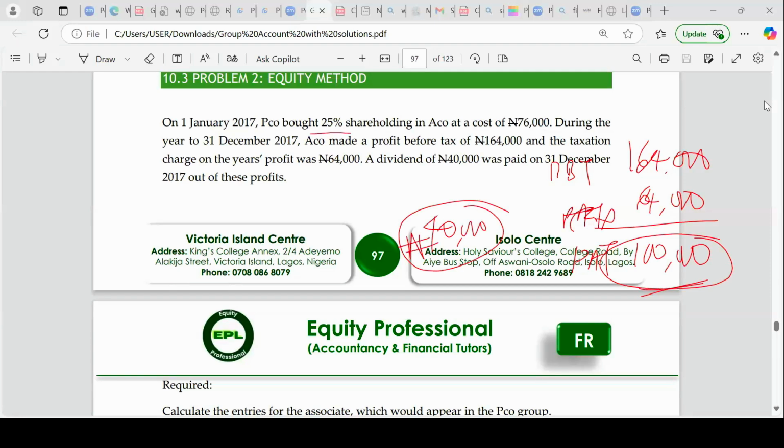The percentage of their holding is 25%. And they bought that at 76,000. If you go by what I have said earlier, investment in ACO, where did they even say we should show this? Okay, let me just use once and for all, let me use a whiteboard.